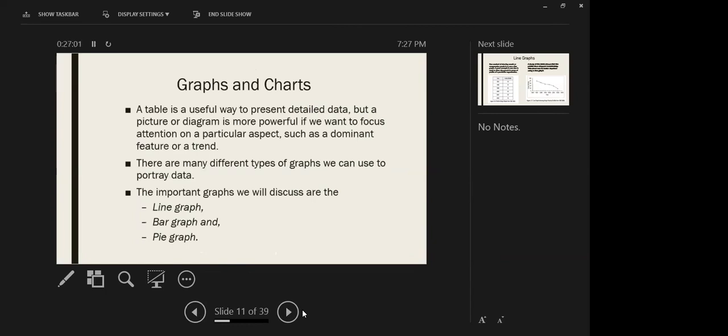All right, so now apart from tables, we have what is called graphs and charts. You use a chart when you want to show a dominant feature or a trend.